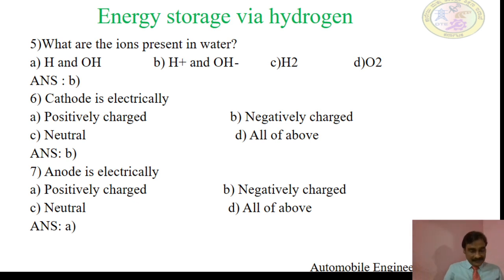Sixth MCQ: cathode is electrically: first answer, positively charged; second answer, negatively charged; third answer, neutral; fourth answer, all of above. The answer is that the cathode is negatively charged in the electrolysis process.